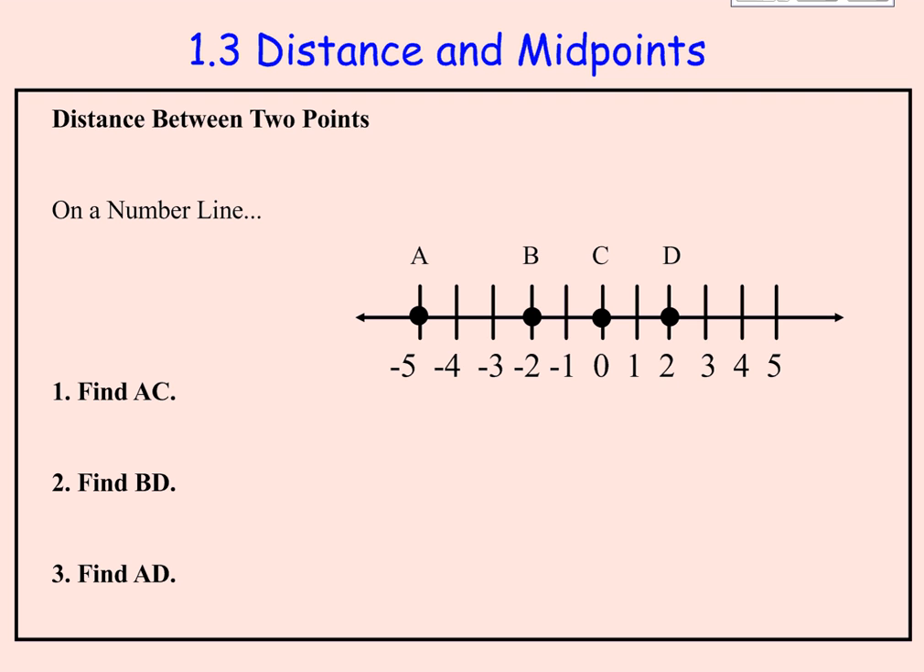So start off with the number line. Start off really simple. I'll figure out how far it is from A to C, how far it is from B to D, and how far it is from A to D. So A to C is right here, from -5 to 0. That's 5 units long. Okay, so that's 5 units.